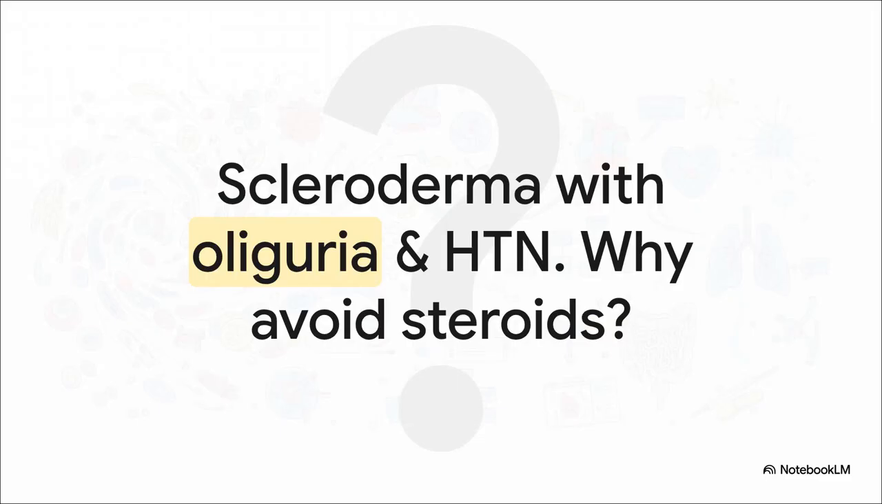So I'm going to leave you with this final provocative thought to test your active recall. If a diffuse scleroderma patient presents with rapidly progressive oliguria and acute hypertension, and you administer high-dose steroids, what fatal physiological cascade have you essentially just authorized? Yep, you've just thrown gasoline on a scleroderma renal crisis.